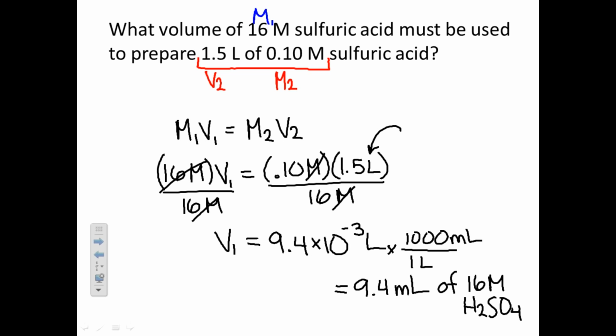So we would take 9.4 milliliters of 16 molar sulfuric acid and put that in a volumetric flask, and then we would fill the flask up to the 1.5 liter mark to create our new solution.